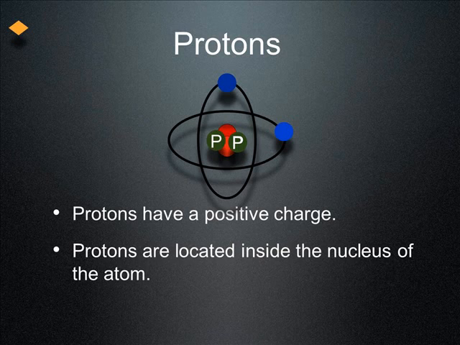Now, the first subatomic particle we're going to talk about is a proton. The proton is located in the nucleus, and the nucleus is the center of the atom. These protons have a positive charge, and the protons are the only subatomic particles in the atom that have a positive charge. Again, these are located inside the nucleus of the atom.